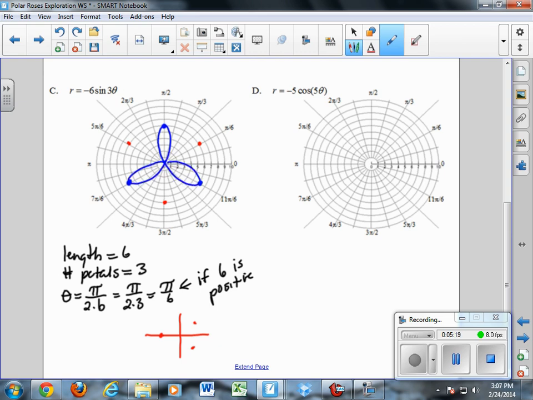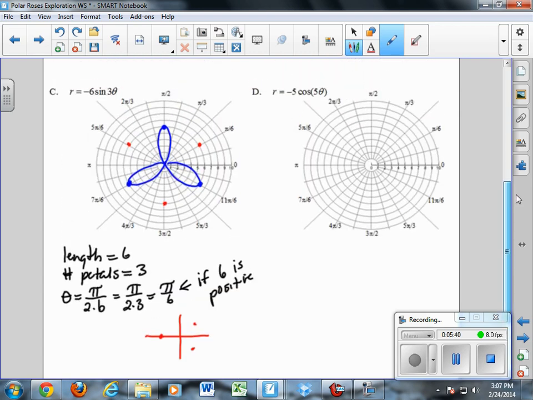Okay, so the red dots are just for a frame of reference before I make all my r values negative. By making it negative 6, basically it takes all my r values in the opposite direction of the way they were. I'm going to do the same thing for my cosine graph. For my cosine graph, I know that I've got 5 petals of length 5.